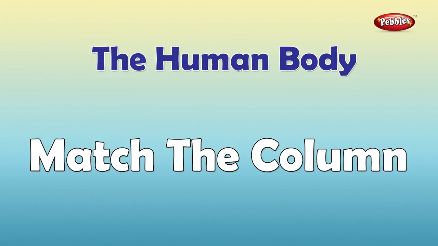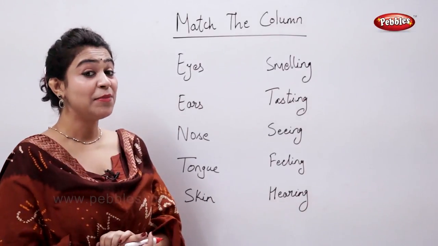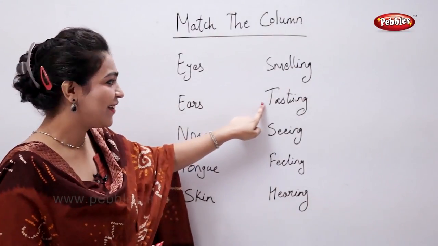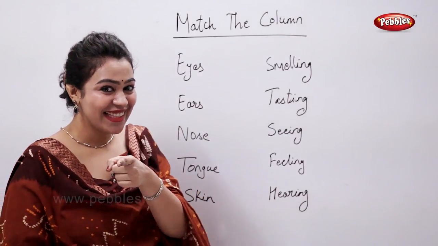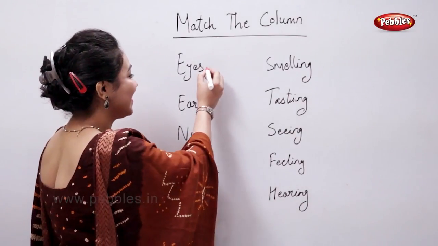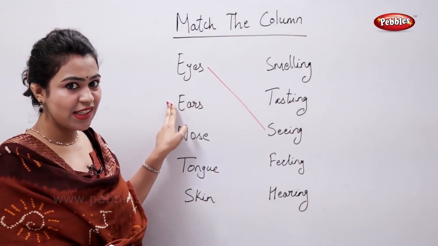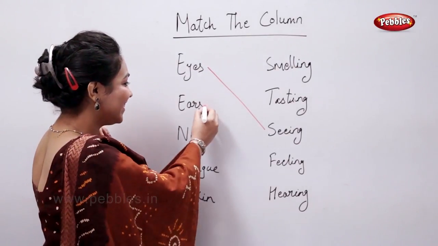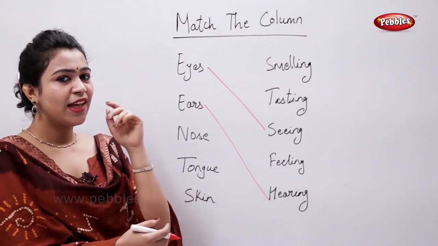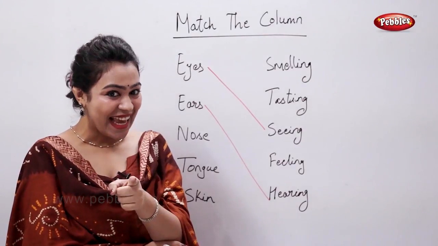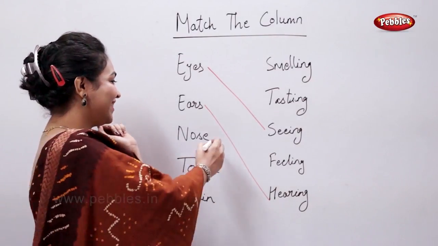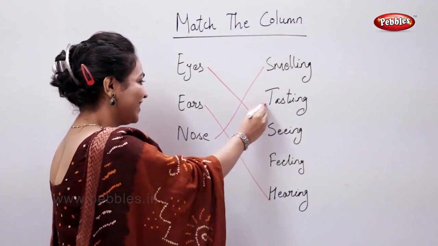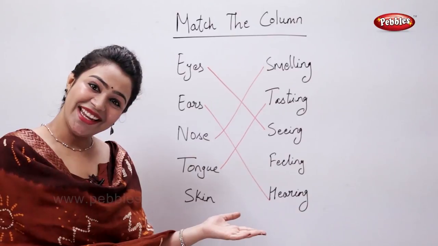Match the column. Eyes. Come on, students, tell me, what is the function of eyes? Tasting or feeling? That's seeing. Correct. Ears. What is the function of ears? That's hearing. Nose. What is the function of nose? Yes, smelling. Tongue. Tasting. And skin. Feeling. Correct.